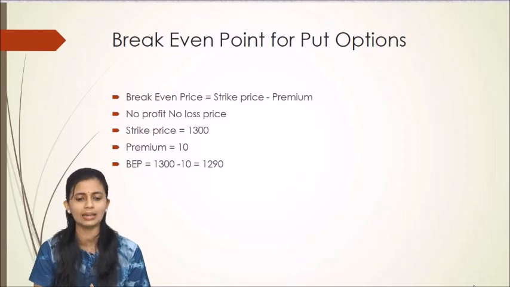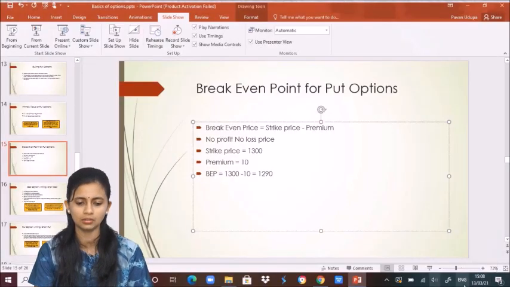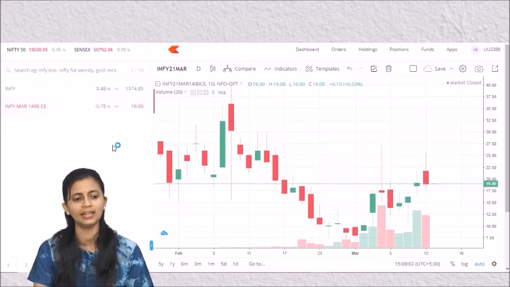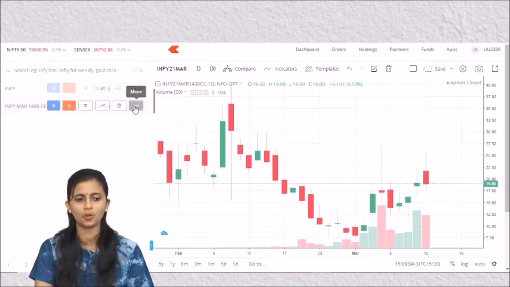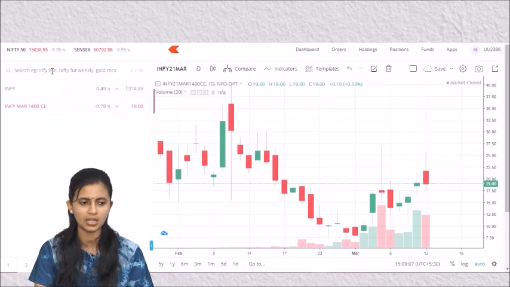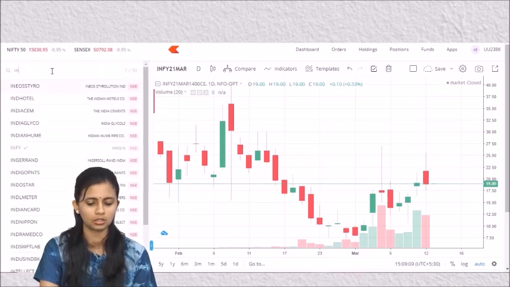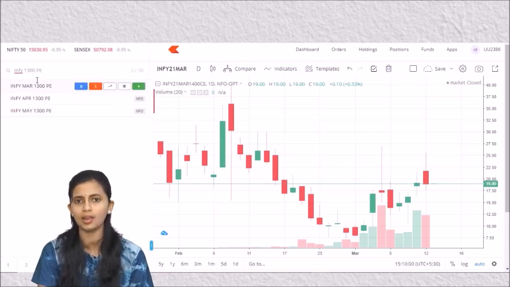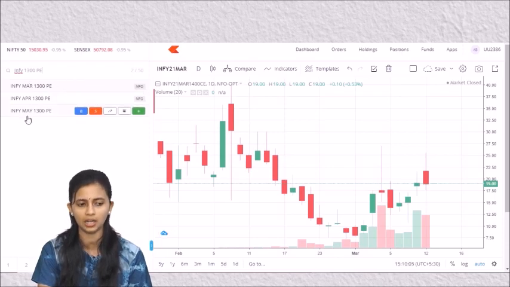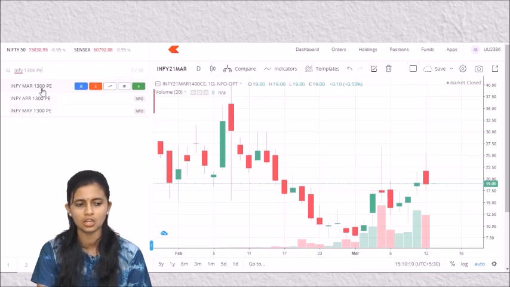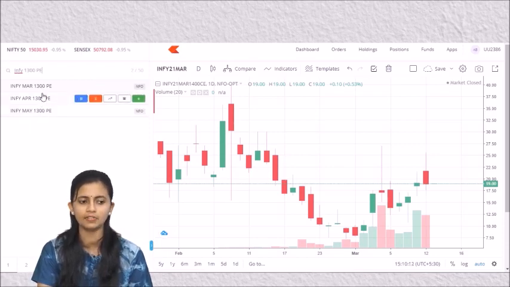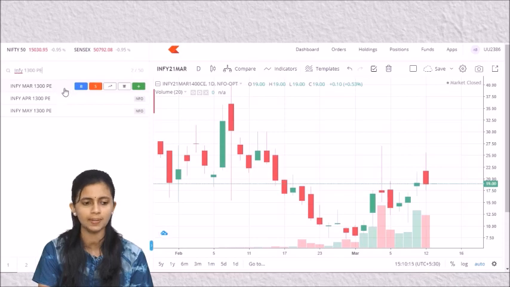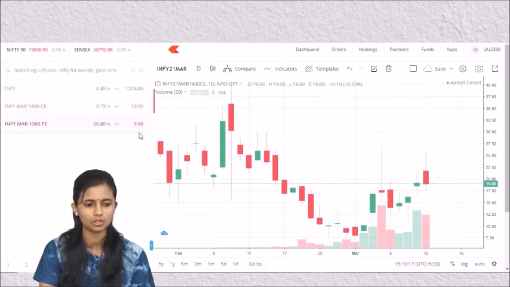So now let's quickly see these put options in the Kite portal. As I told, we'll take the same example of Infosys. The spot is 1374.85. So let's take a put. Infy March put. If you take the 1300 put, then here you can see again March, April, May. You will have three options available of three months, that is current month, mid month and far month. So you can select any one of these. Now if we take March, the premium comes to 5.6.